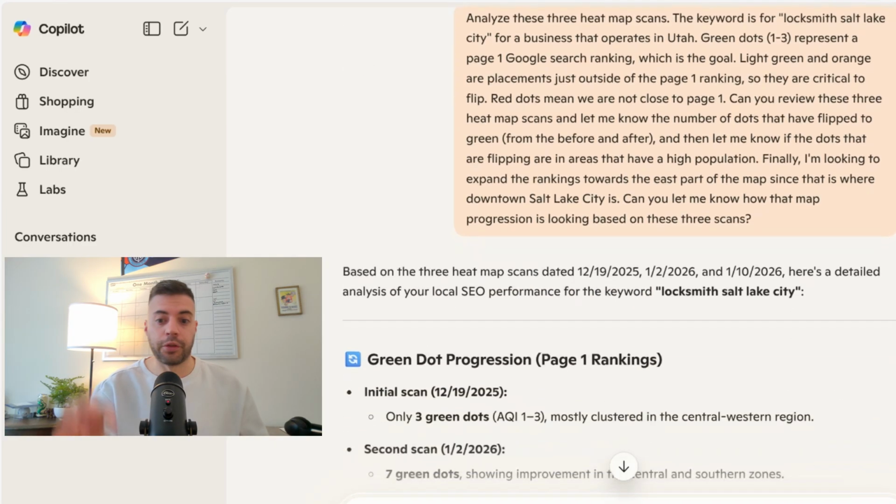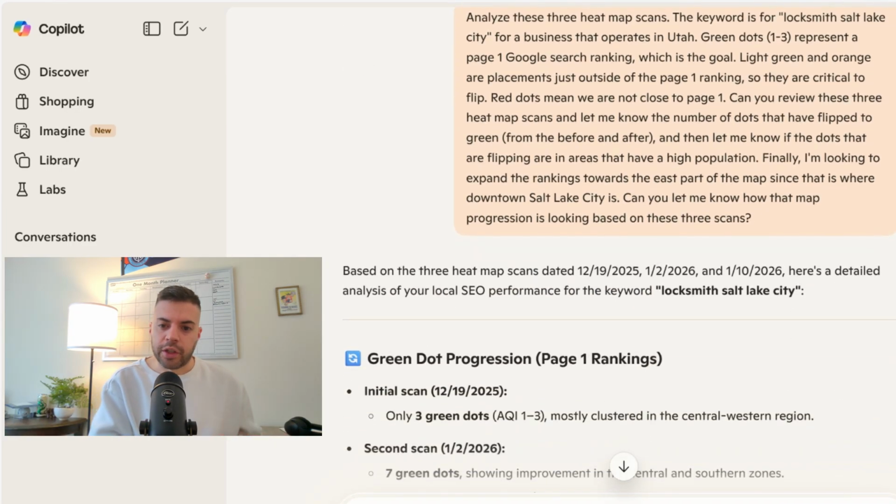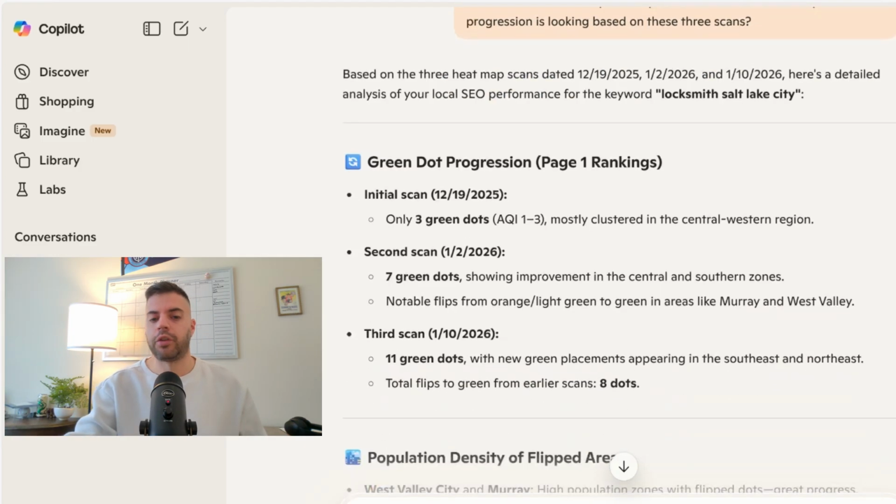As you can see here, I have 3 different dates: December 19th, January 2nd, and then January 10th. The keyword is locksmith, Salt Lake City. This is what I really like. You can see the green dot progression. So it says initial scan, only 3 dots, 1 through 3 mostly clustered in the central western region. Then the next scan, 7 green dots showing improvement in the central and southern zones.